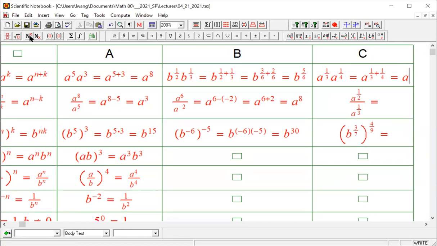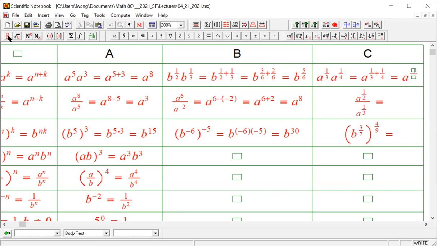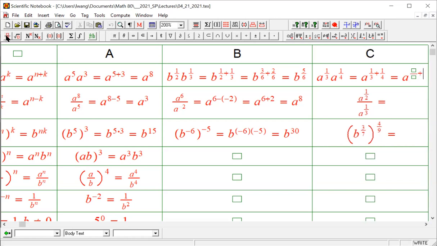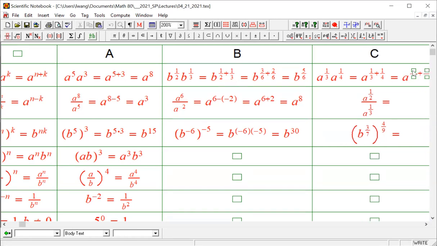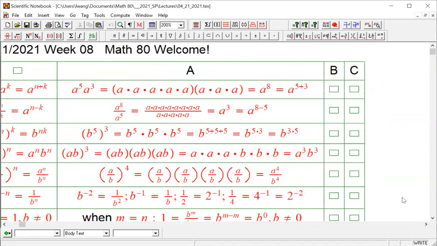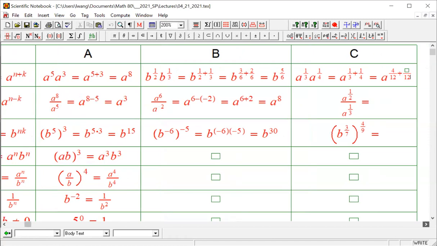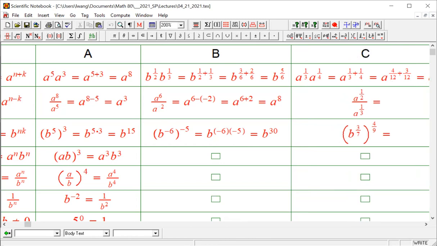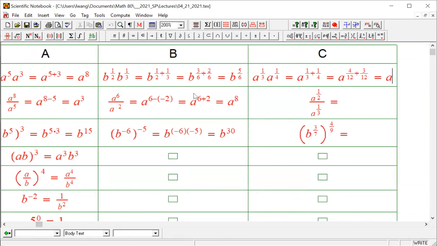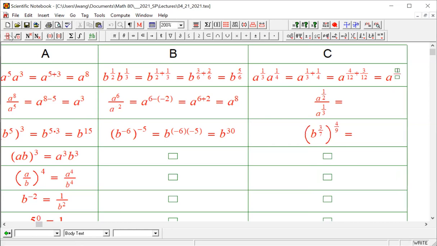Oops. Common denominator, 12. Whoops. Yeah. So this is 3. So in the end, it's 8 raised to the power of 7/12.